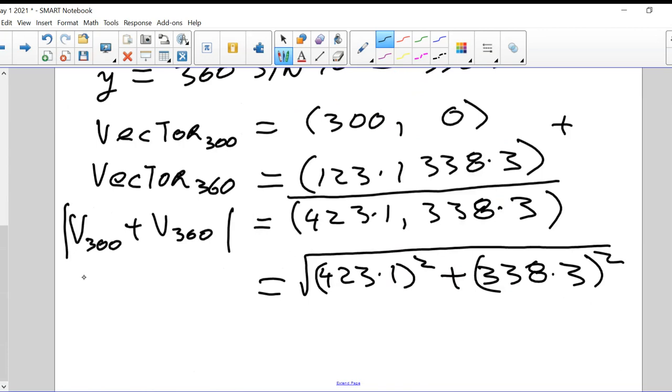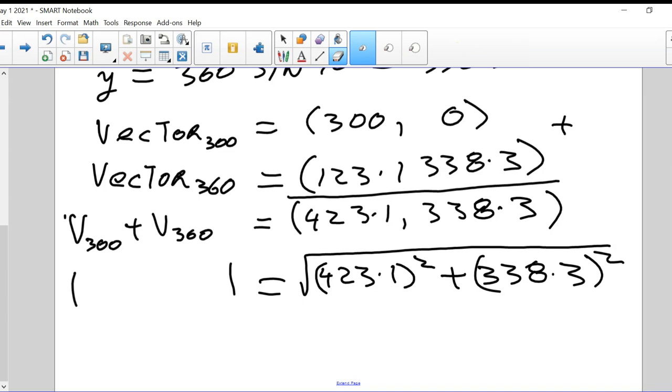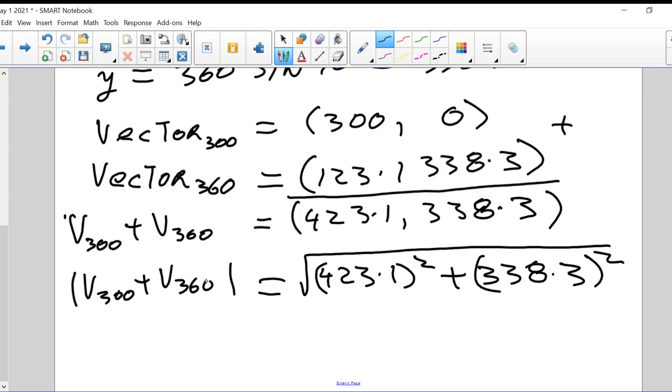In fact, I had it up here. The sum, I shouldn't put these lines around here because I haven't gotten to the sum yet. So let me take out these lines around the side here, but I will put the lines around the second one. So the sum of the V300 plus the V360. Okay, thank you, Richard. That's your task right now: the x component squared plus the y component squared, and then we square root everything.